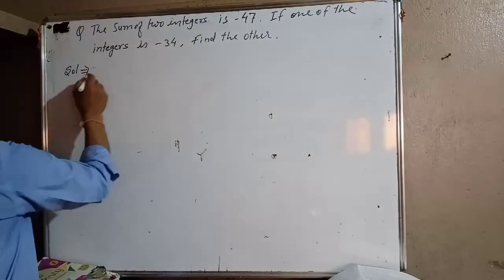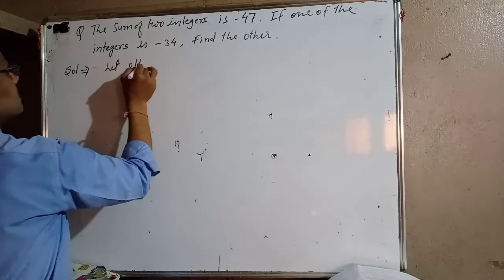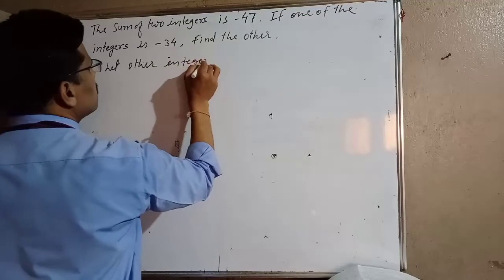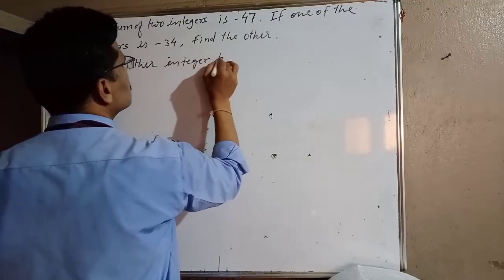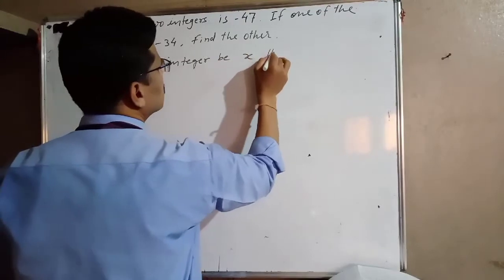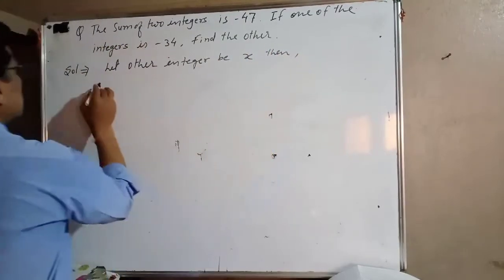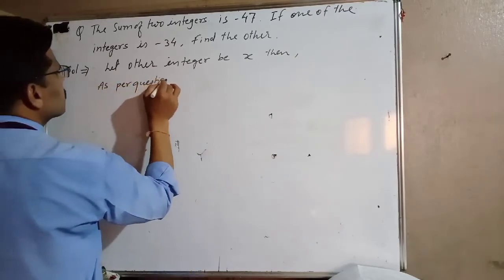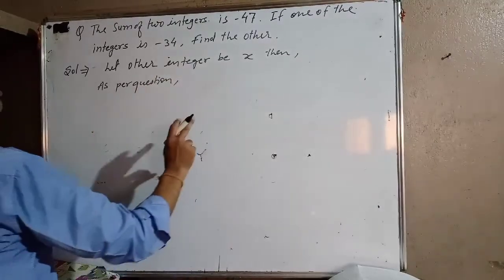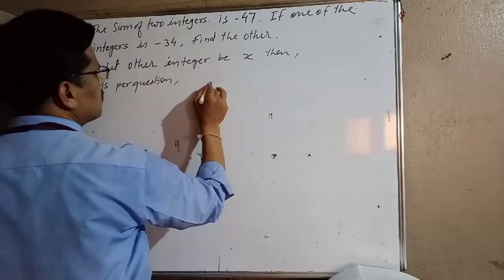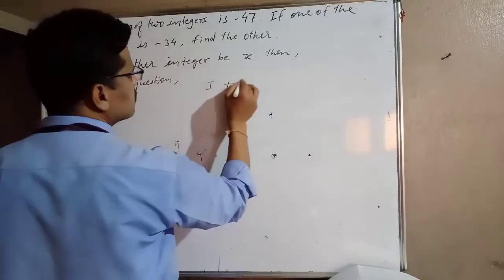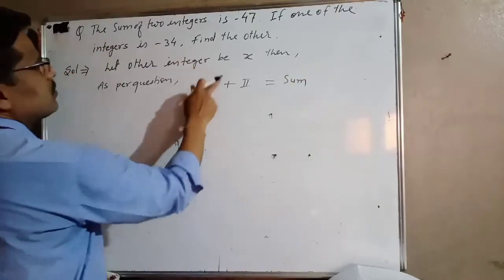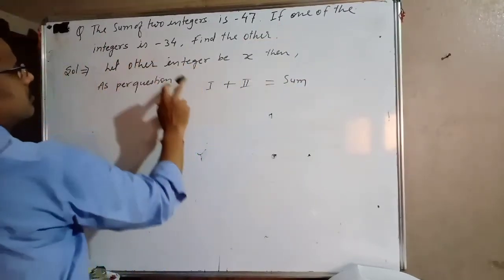We can write here, let the other integer be x. Then, as per the question, the sum of two integers is minus 47. We can use this rule: the first integer plus the second integer is equal to the sum. What is the first integer? One integer we have is minus 34. So we can write here minus 34.